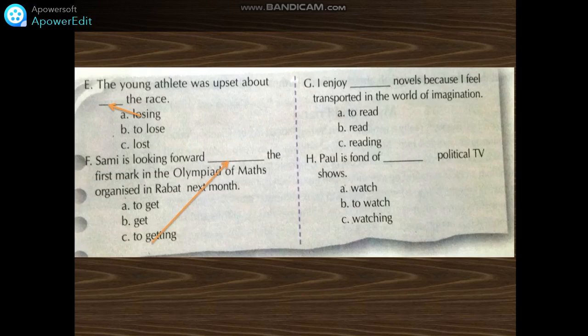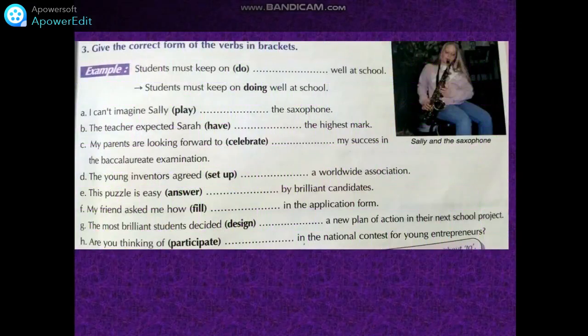Yes. G. I enjoy reading. Very good. Novels, because I feel transported in the world of imagination. Yes. And the last one, H. Paul is fond of political TV shows. So here, watching. Very good. Excellent job.